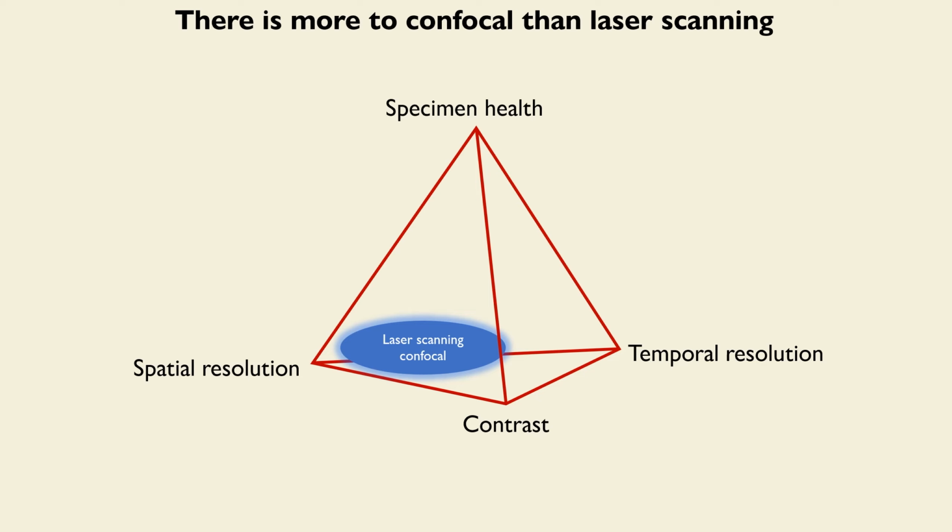So an important thing to know is that there's more to confocal than laser scanning. Laser scanning confocal is a variant of confocal microscopy that optimizes for spatial resolution and contrast. But there's another common variant called spinning disk confocal, which I'll talk about briefly, which is more geared towards preserving specimen health and temporal resolution.